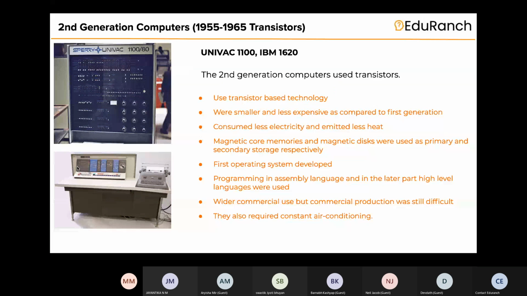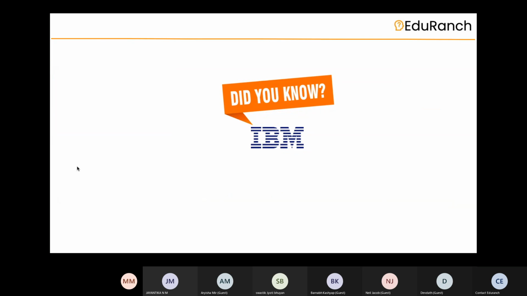So the first electronic computers were like the UNIVAC 1100 or IBM 1620. These are the guys. IBM is the first company which made a commercial computer which can be used on a desktop, which is a portable sort of thing.